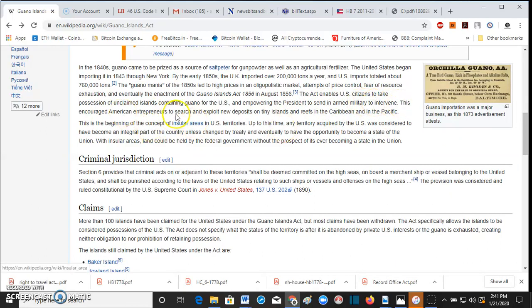This encouraged American entrepreneurs to search and exploit new deposits on tiny islands and reefs in the Caribbean and in the Pacific. Now, the Caribbean is Arawak territory, okay? Now, when you're going to exploit the resources of these islands, which belong to my ancestors, you're violating international law, okay? You're violating natural law because you're using it for financial gain, okay?